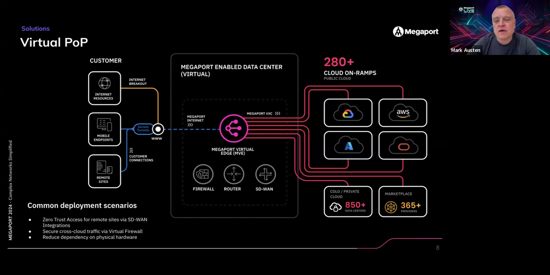Once you've built that out, you have private connectivity between all of those endpoints. And then if you require, you can have internet-enabled locations such as an SD-WAN branch location, connect in with an encrypted overlay tunnel to the Megaport Virtual Edge.